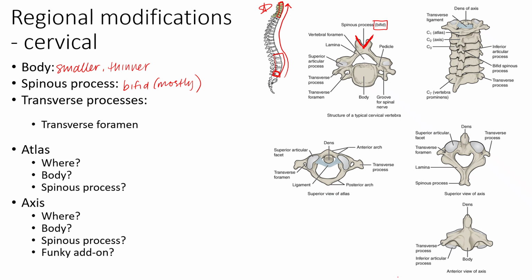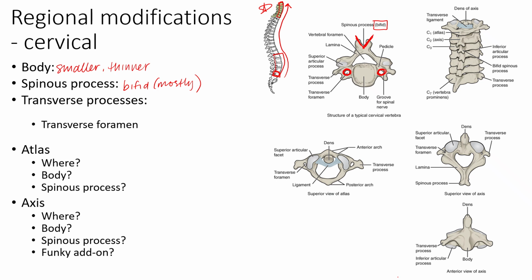Your transverse processes aren't just single spokey, pointy-outy things like the rest of your vertebrae anymore either. Instead, here you have transverse foramina. And these transverse foramina are where your vertebral arteries go. So we saw in a video a couple back, when we were talking about general attributes of the spine and the vertebrae and their blood supply.